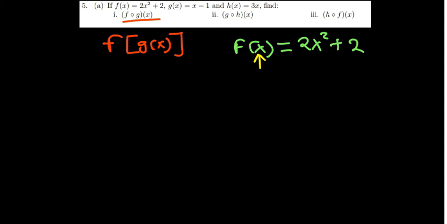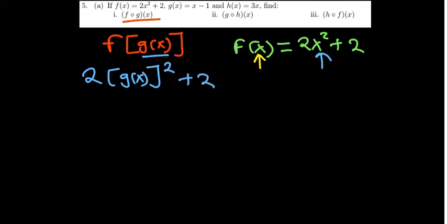So for the first part, which is saying f of g of x, it means where there is x, put g of x. So for f of g of x, which is 2x squared plus 2, where there is x squared, I'm going to put g of x squared plus 2. Our g of x, according to the question, is x minus 1. So I have x minus 1 squared plus 2.